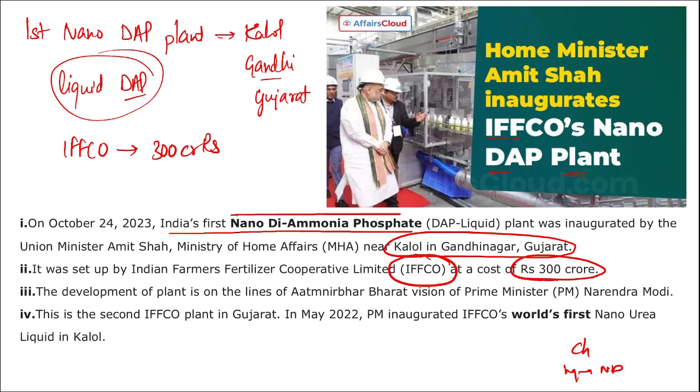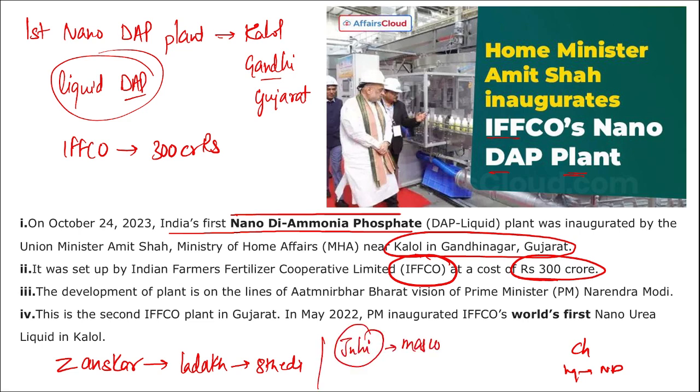Next, Zanskar Festival. Where is the Zanskar Festival observed? Zanskar Festival was observed recently in Ladakh, and it is the 8th edition of the Zanskar Festival that was recently observed. Right? Then next is Women Asian Championship for 2023. What is the mascot for it? So remember, Juhi is the mascot for Women's Asian Championship, and this mascot was unveiled by Jharkhand. Correct? For the Women Asian Championship 2023.